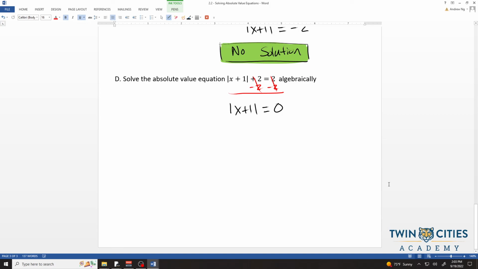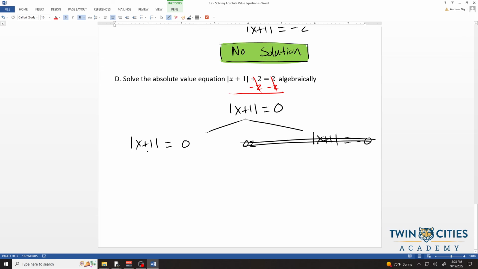And my rule says that if I isolate my absolute value and I get 0, then there's only one solution. Well, why is that? If I tried to go to my next step, which is to split this into a disjunction, I would get the absolute value of x plus 1 equals positive 0, or the absolute value of x plus 1 equals negative 0. Well, there is no negative 0. There's not really even a positive. I mean, 0 is just neutral. It's 0. So that's why here I can ignore that.